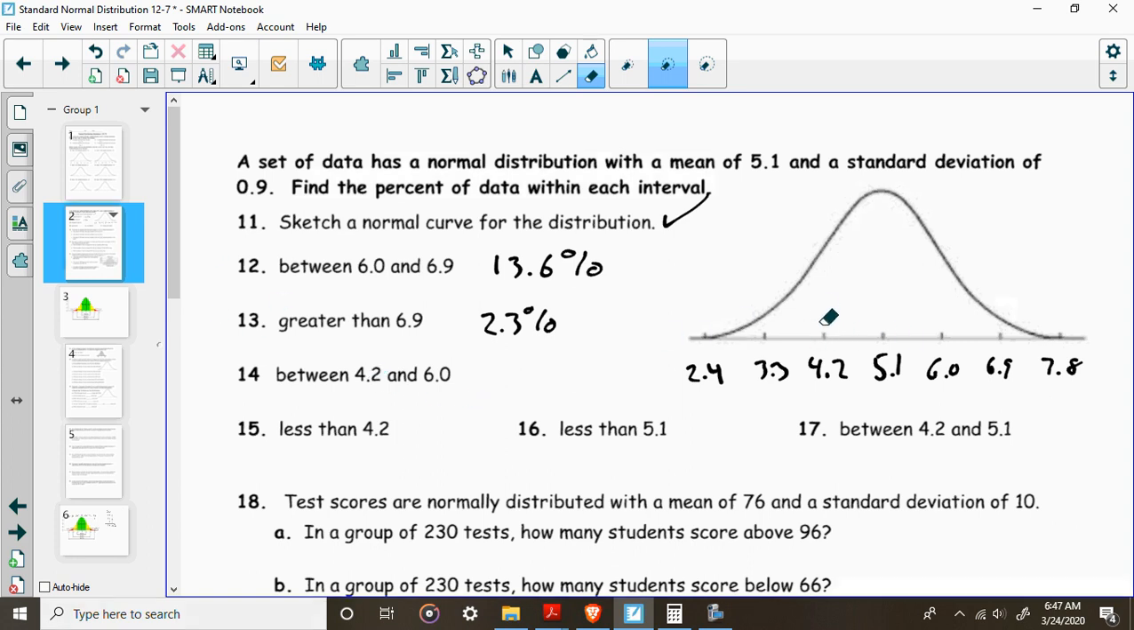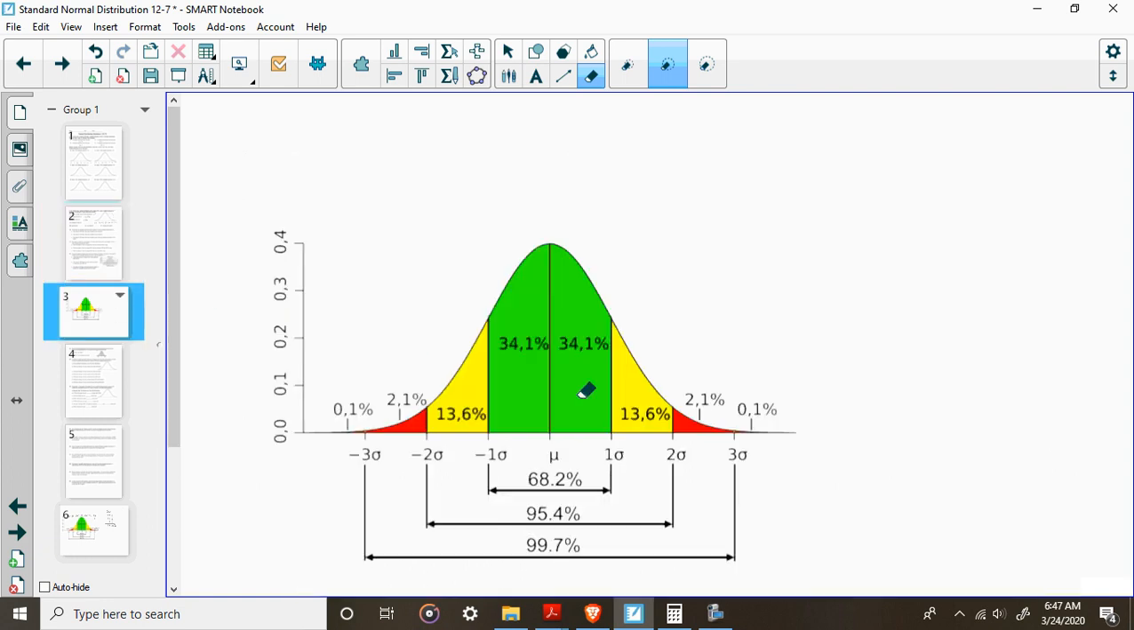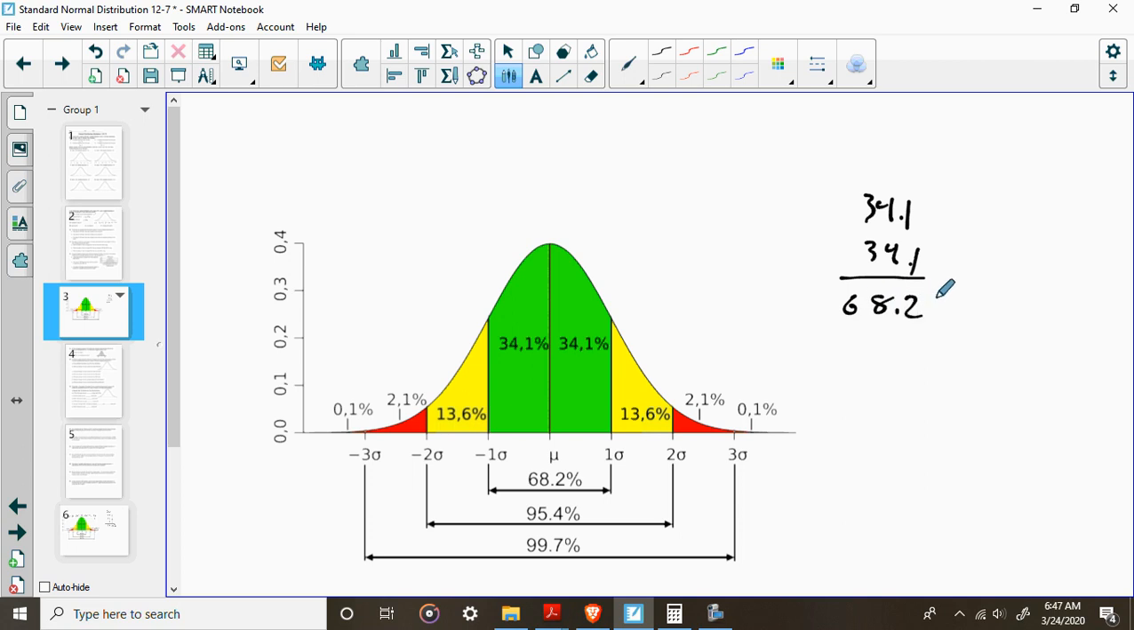So that's one standard deviation below to one standard deviation above. Actually, they were nice enough to give us that number, 68.2%, right? So from here to here, again, just to see where they got that number, it's pretty straightforward. One standard deviation below was 34.1, and one standard deviation above was 34.1. That's 68.2%.